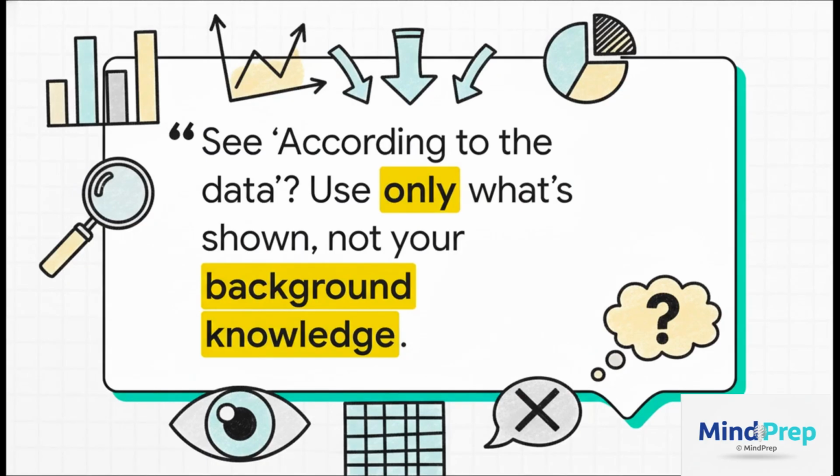If you ever see the phrase, according to the data, that's a giant flashing neon sign. It's a command. It means you have to put on your blinders and ignore everything else you think you know about the topic. Your entire world becomes only what is shown in that chart, nothing else. If you can master this one rule, you've basically made it as a data detective.